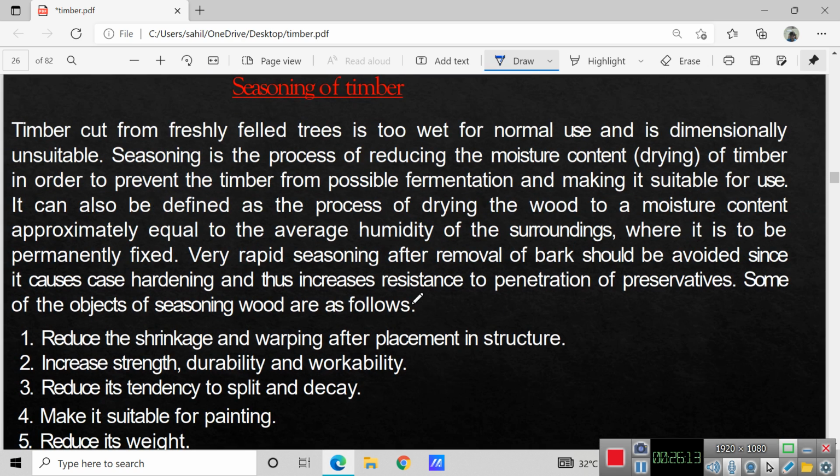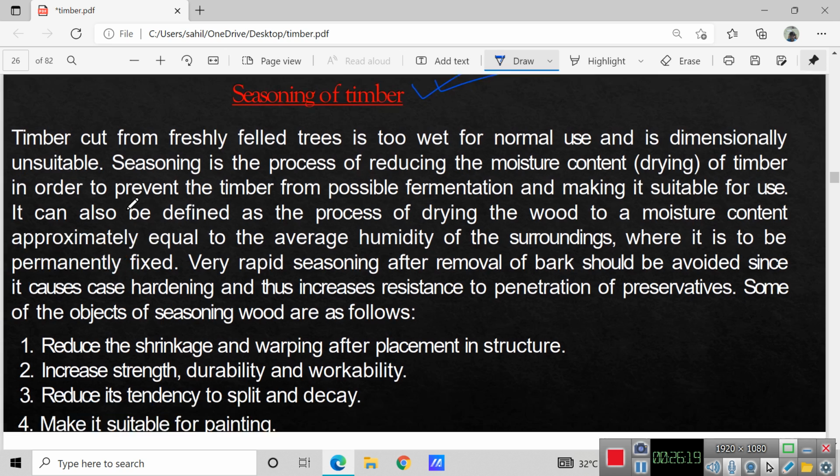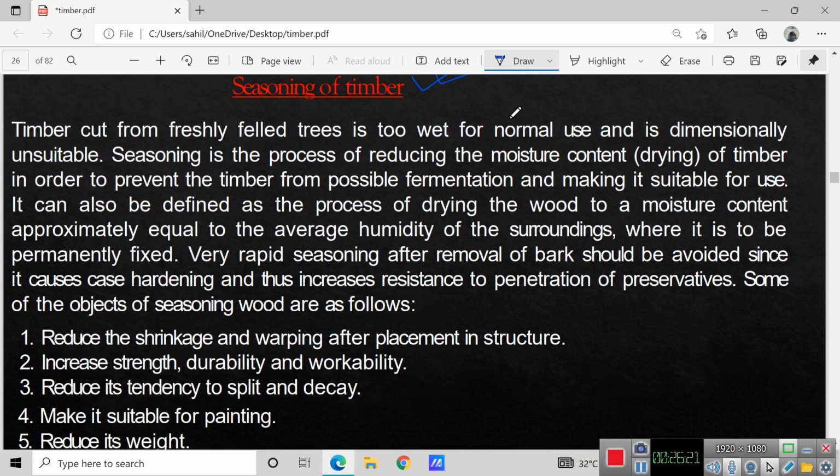Now next is the seasoning of timber. It is also a very important part for a timber. Timber cut from freshly felled trees is too wet for normal use and is dimensionally unsuitable. Seasoning is the process of reducing the moisture content. Moisture is a major enemy of timber. In order to prevent the timber from possible fermentation and make it suitable for use, seasoning can also be defined as a process of drying the wood.